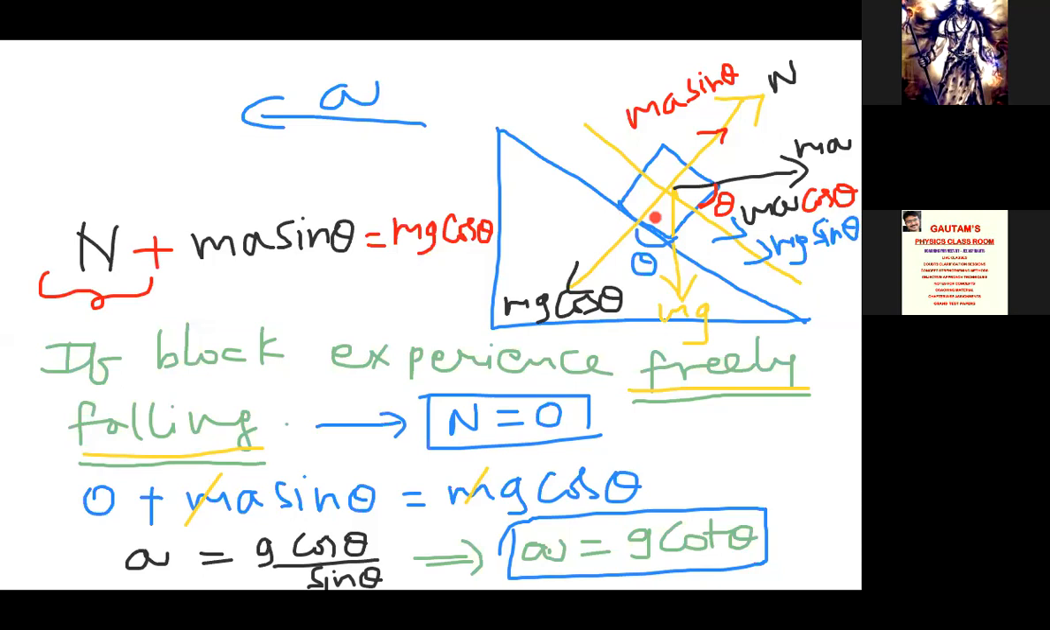So we discussed when a block or a body is on an inclined plane. First we said the inclined plane is moving to the left side with an acceleration a. Then the block will experience a pseudo force to the right side, and we derived these expressions. I hope this topic is clear.